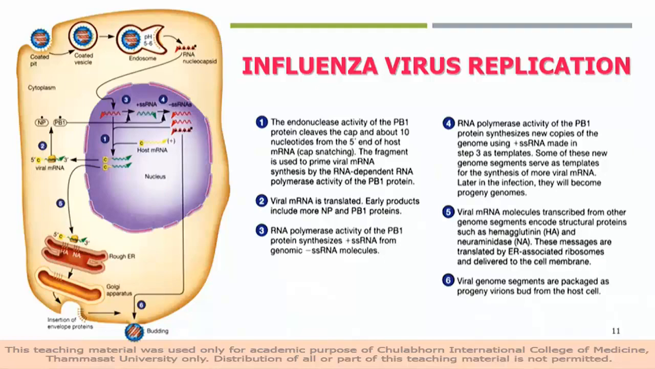Viral mRNA molecules transcribed from other genome segments encode structural proteins such as HA and NA, and these messages are translated by ER-associated ribosomes and delivered to the cell membrane. Viral genome segments are packed as protein virions and bud from the host cells.